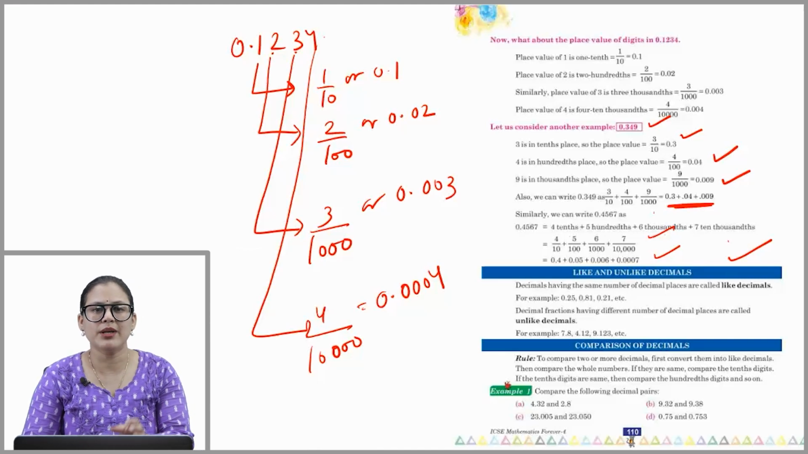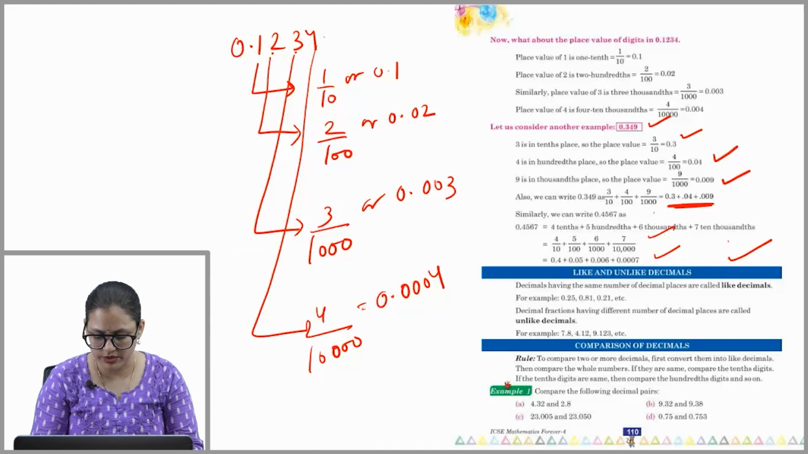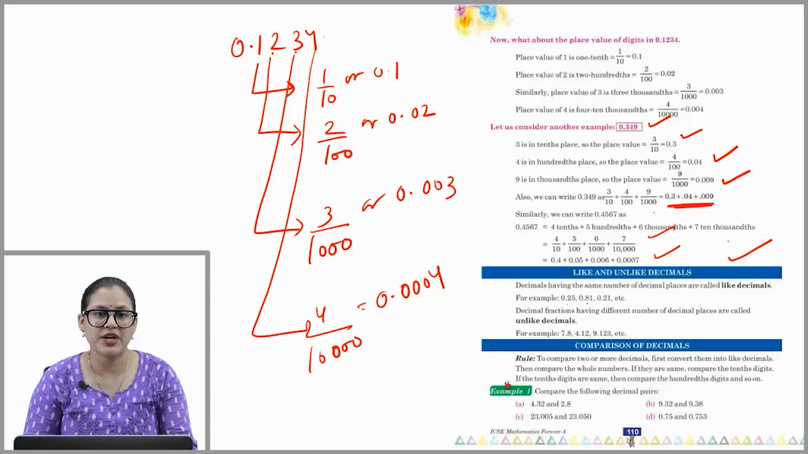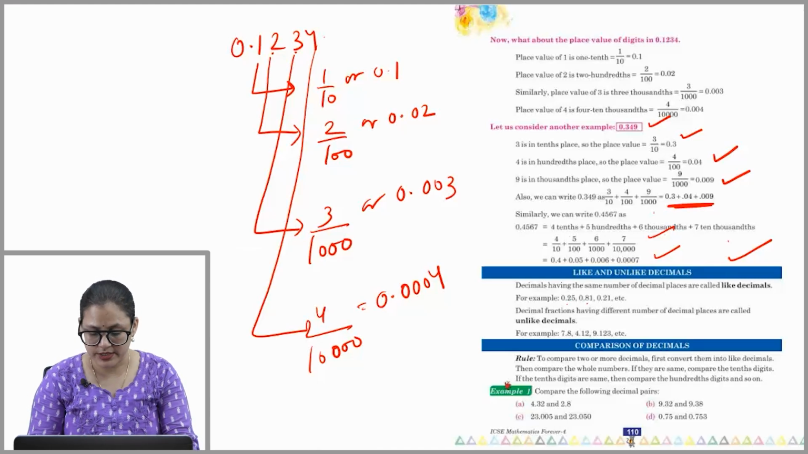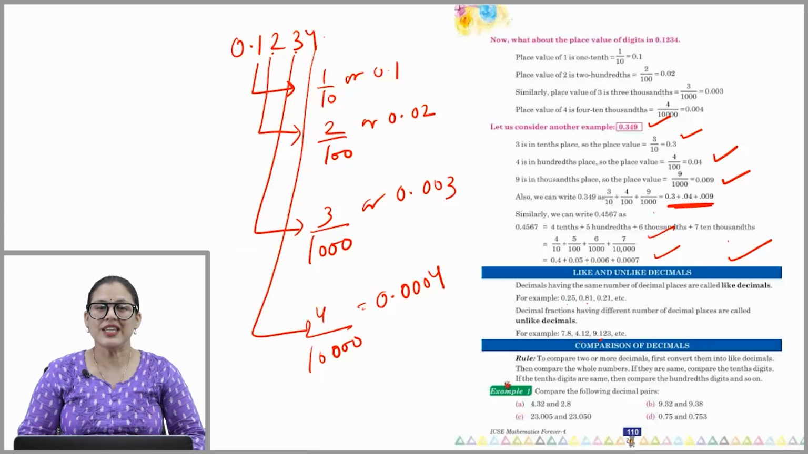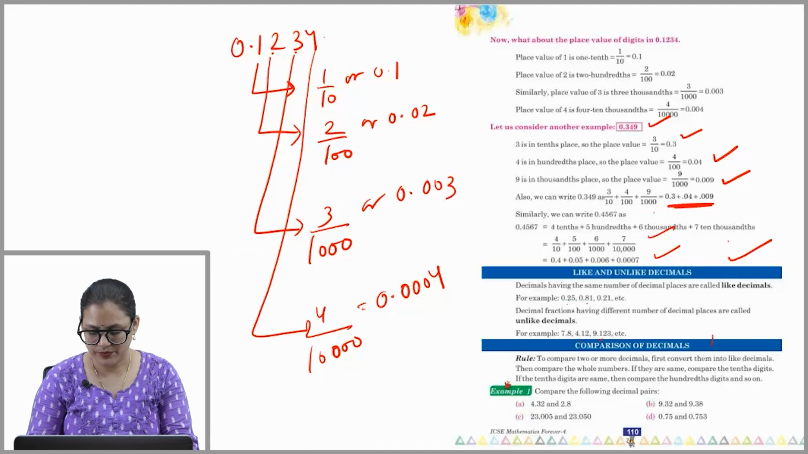Decimals having the same number of decimal places are called like decimals. For example, as you can observe here, there are 2 decimal places, 2 decimal places, 2 decimal places. So these are like decimals. And decimal fractions having different number of decimal places are called unlike decimals. Okay. For example, it has 1 decimal place, 2 decimal places, 3 decimal places. So these are unlike decimals. Okay. Now comparison of decimals.